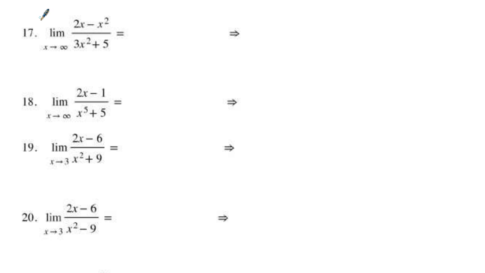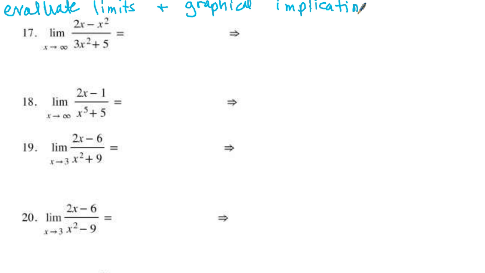Okay, so in these 4 problems, we're asked to evaluate the limits and then talk about the graphical implications. Evaluate. And what does that mean for the graphs? Okay, so the first thing we need to notice is we're talking about what happens when x goes to infinity.